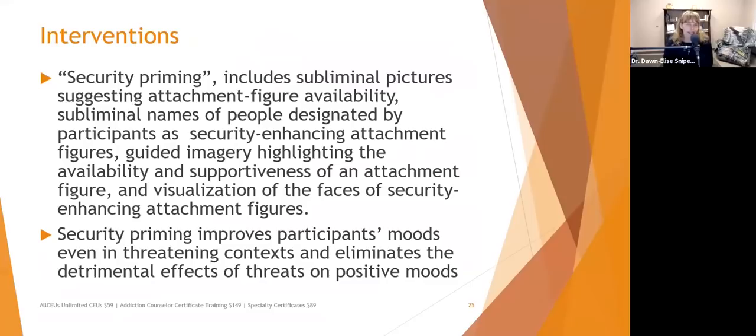Security priming. Now, we've talked sort of vaguely about a lot of things that we need to do, from distress tolerance activities to self-esteem building. Security priming was one intervention that came out that was so cool, and I wanted to share it with you guys. It includes using subliminal figures, but it also uses guided imagery, highlighting the availability and supportiveness of an attachment figure.